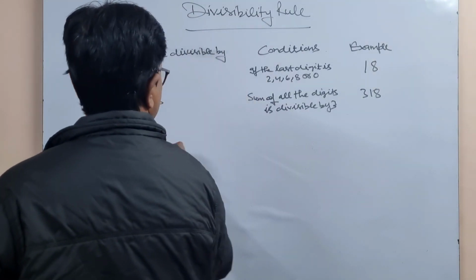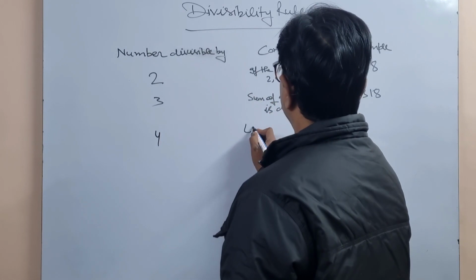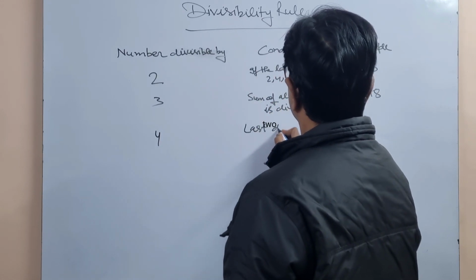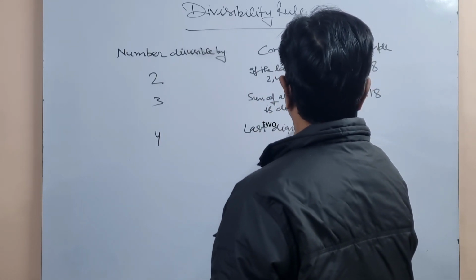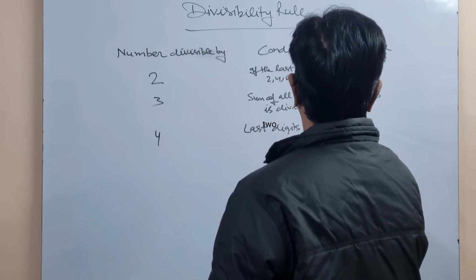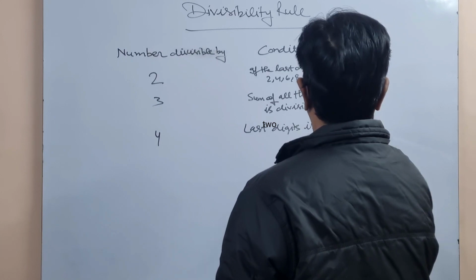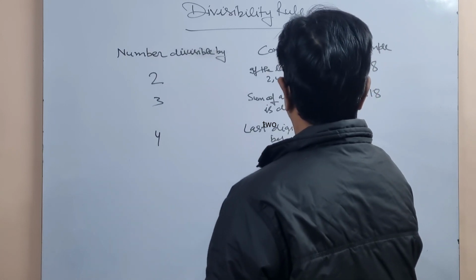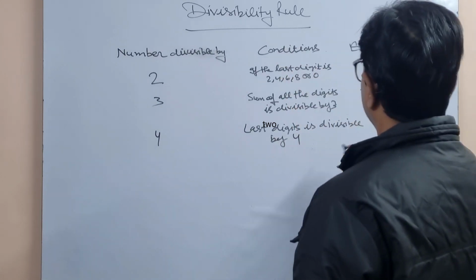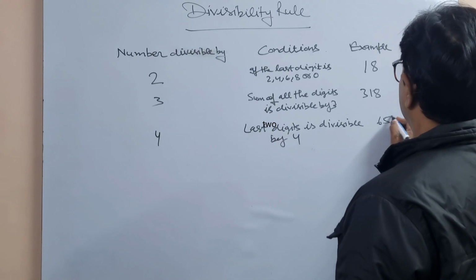4. If the last two digits are divisible by 4. For example, 6584.